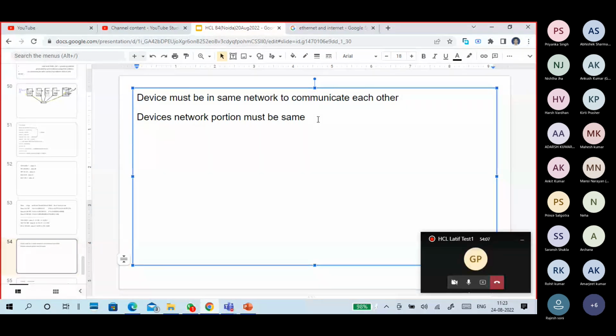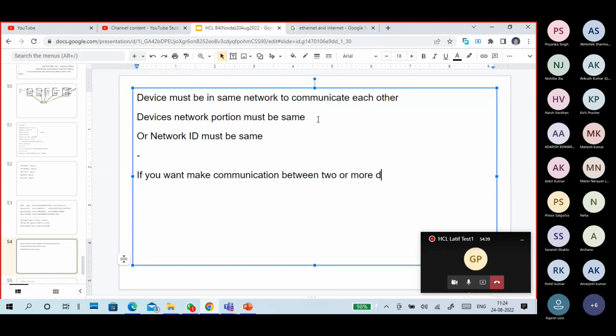Their network portion must be same, or we can say their network ID must be same. Next, if you want to make communication between two or more different networks, it means their network IDs are different to each other. Both network IDs are different to each other.